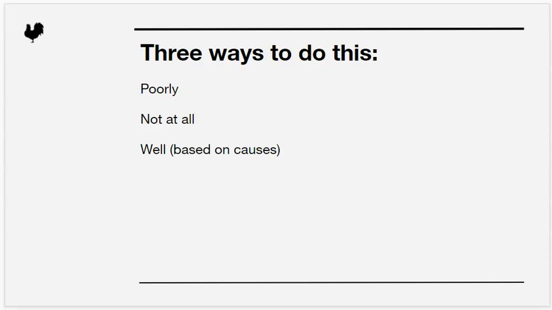Okay, I feel that this is getting a little bit abstract, but we're going to go to some examples here, so just bear with me a few minutes. There are 3 ways to do this. The one way is to do it poorly. The second way is to not do it at all. And the third way is to do it well, based on the Aristotelian causes.